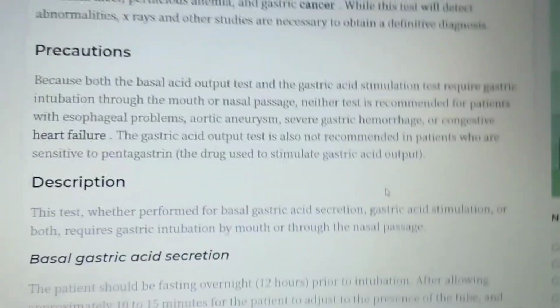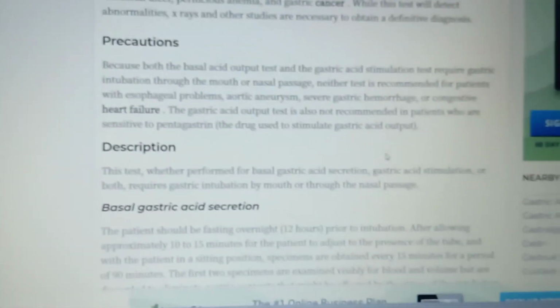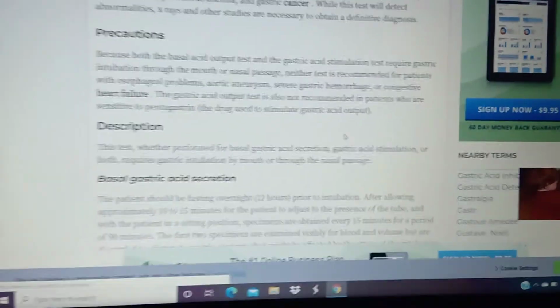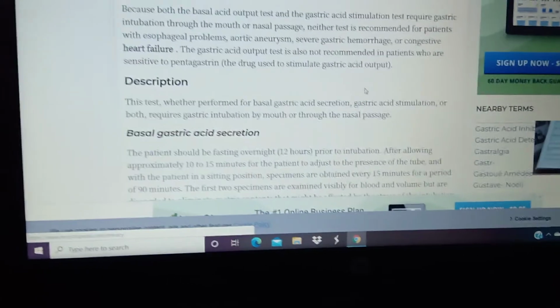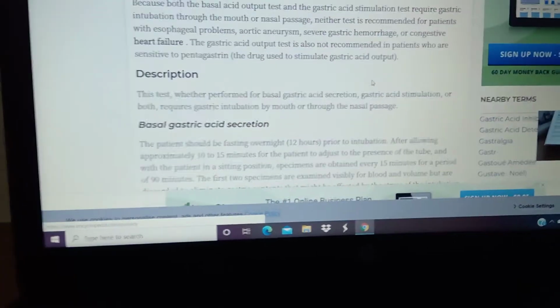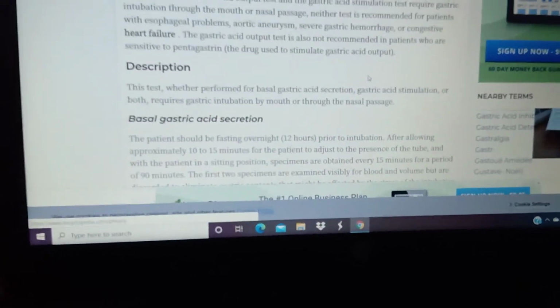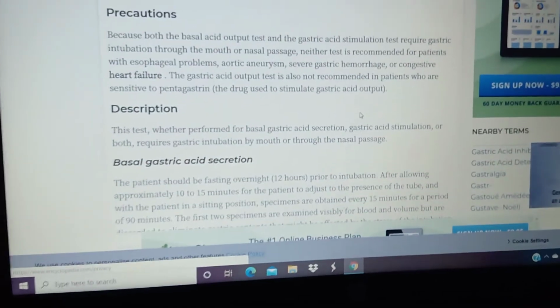What are the precautions you have to take care of here? Whenever you are intubating, as in gastric lavage, in the same way you have to intubate the tube. The NG tube will be intubated, right? So in the same way you have to intubate for this process.